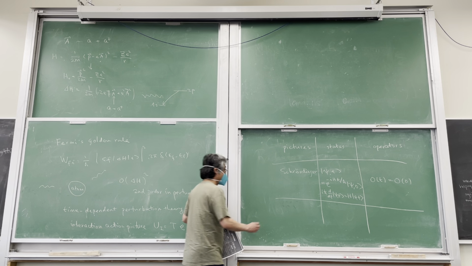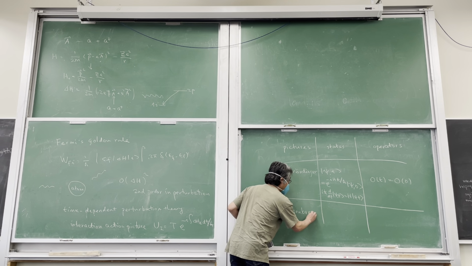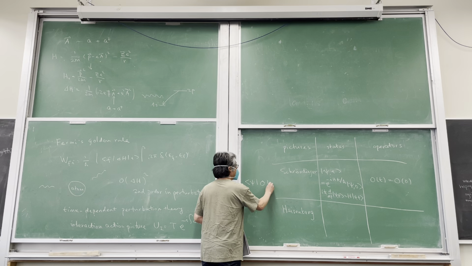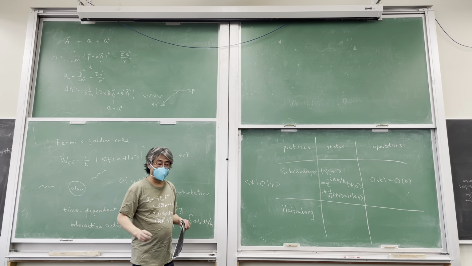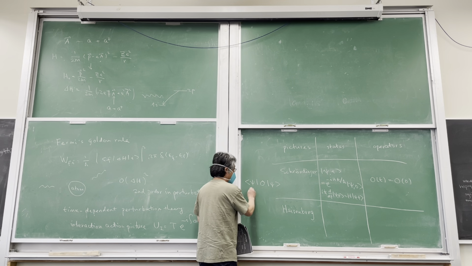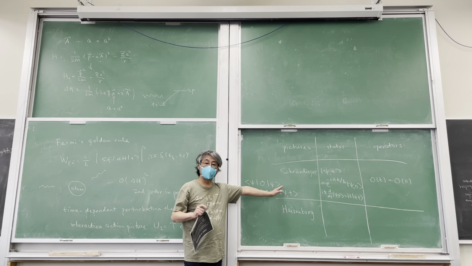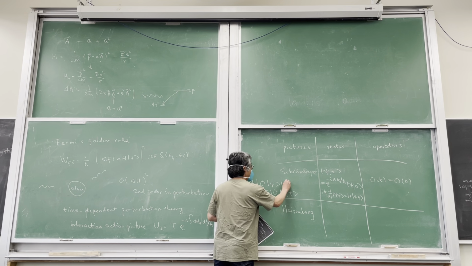But there's another picture called the Heisenberg picture, which is physically equivalent, because in either picture, when you compute, for example, the expectation value of an operator, if you try to do this in the Schrödinger picture, the state depends on time, the operator doesn't depend on time, and the end result, of course, is a function of t.